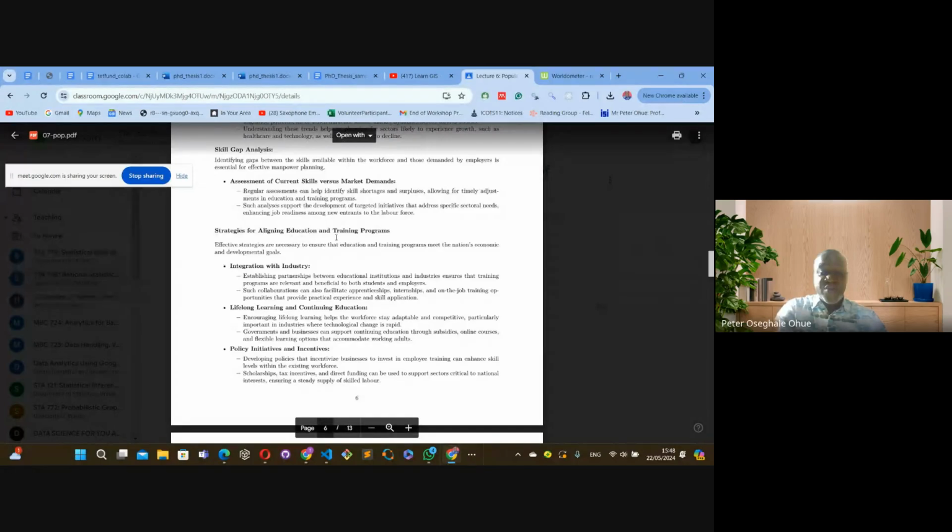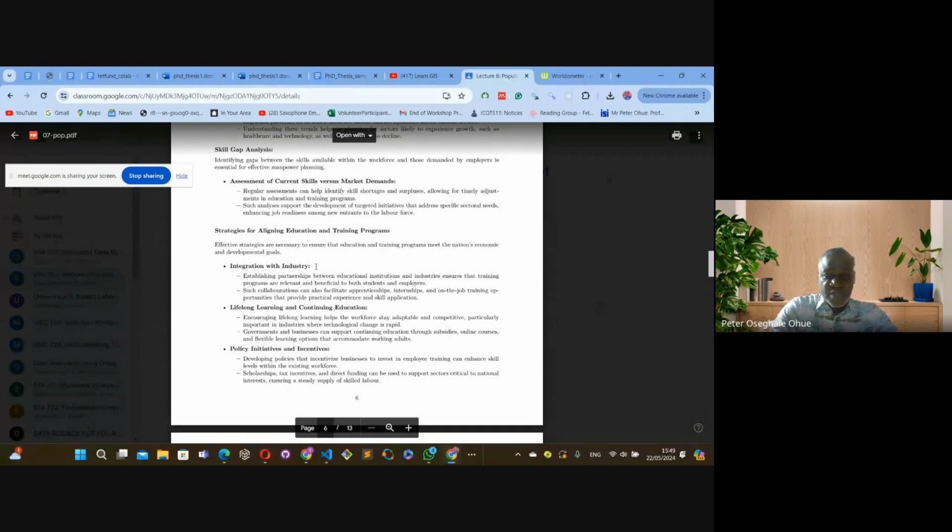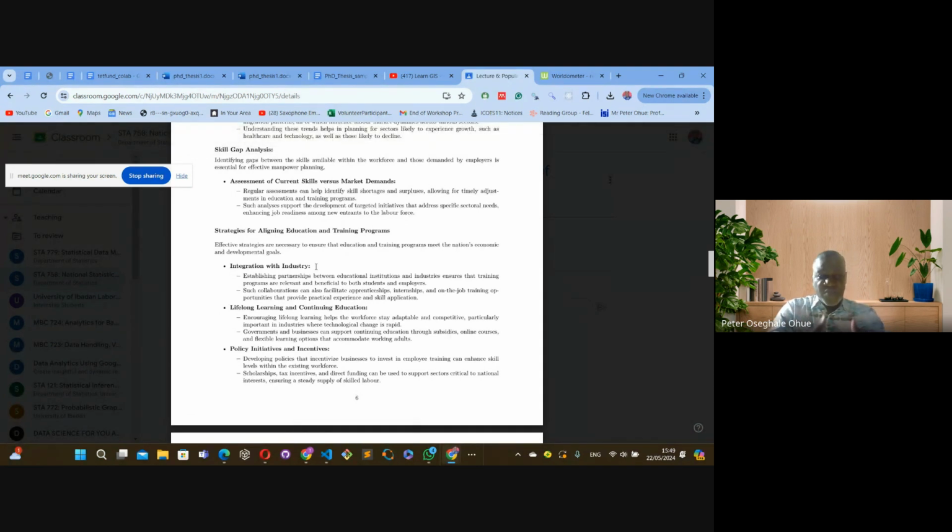Strategies for aligning educational and training programs. So these strategies are very helpful. I'm only going to touch on the major high points. So the strategies include integration with industry. There needs to be a collaborative partnership between educational institutions and the industries. Such collaborations are important. Things like internship, apprenticeship, and that, going back to our lab.